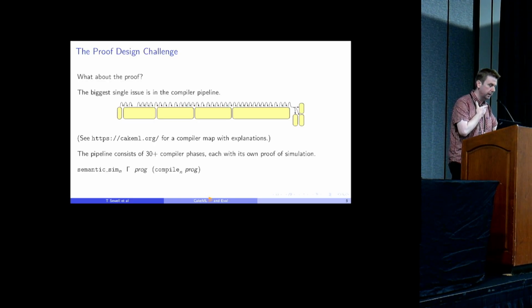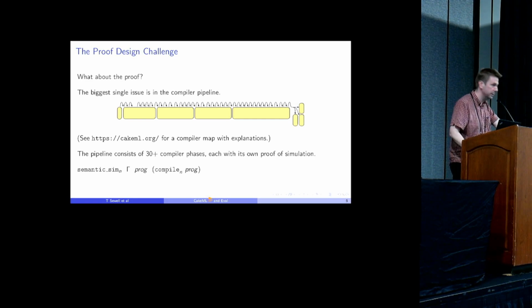It's not that complicated. What about the proof? The biggest single issue comes from the design of the compiler. I don't know if you can see the little arrows there, but the compiler is a long pipeline of a collection of little transformations. There's 30 or more of them. This is a simplified, anonymized version of a diagram which Magnus maintains on CakeML.org, which gives you a map of the compiler and tells you what all the phases do.